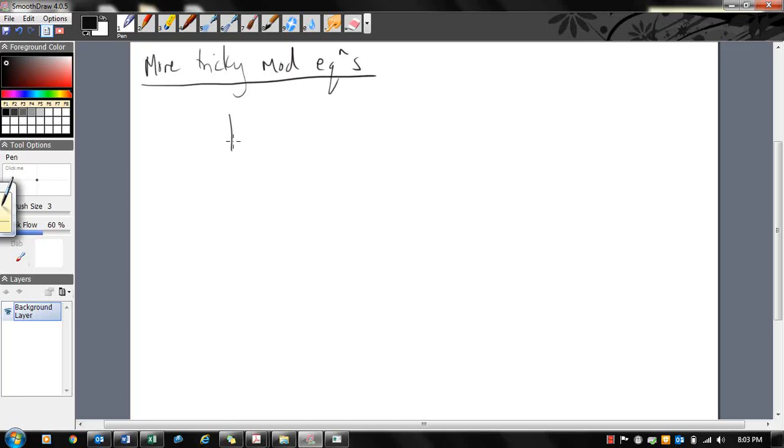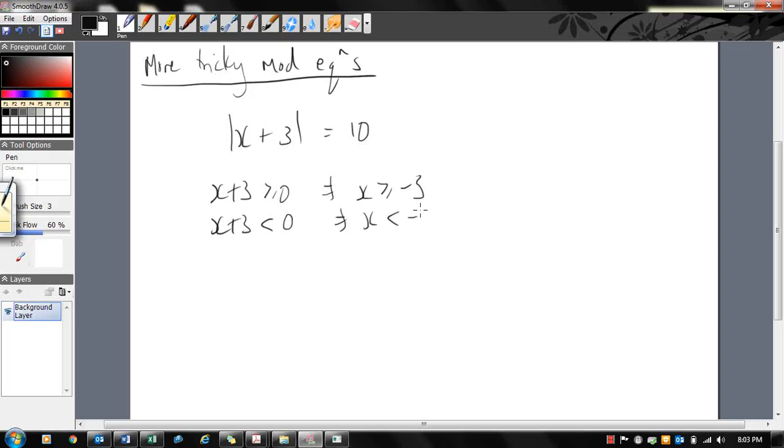Just before I start, if it was |x + 3| = 10 or something like that, remember that what we're looking for is when the stuff inside the modulus sign is positive, when is it negative, and what happens in each of those situations. So we're looking at when x + 3 is greater than or equal to 0, in other words, when x is greater than or equal to -3, or when x + 3 is less than 0, in other words, when x is less than -3. So you'll see that the behaviour changes when x goes through this point -3. The behaviour changes at that point.